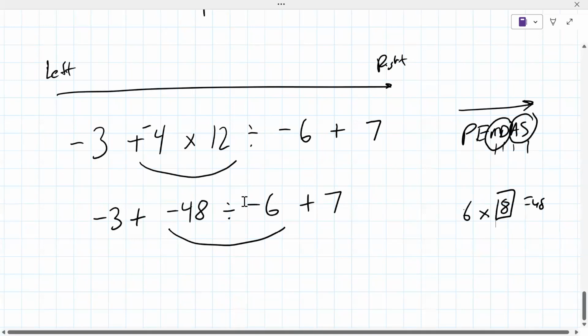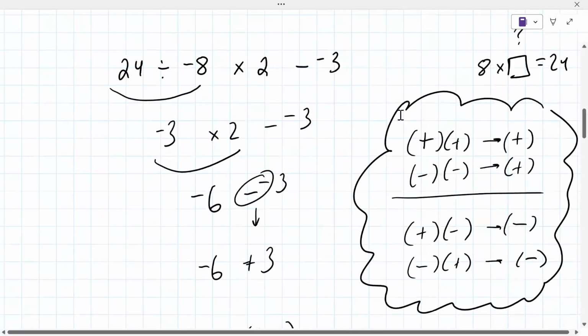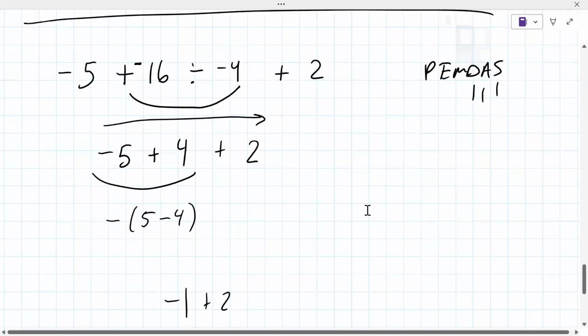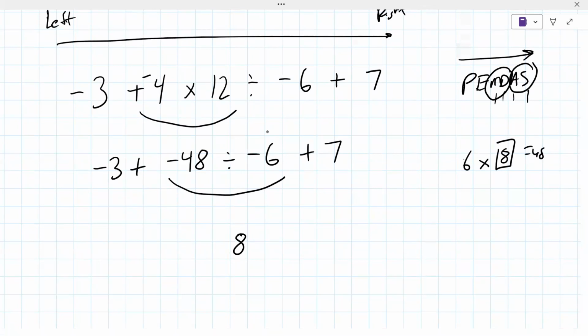Is it +8? Well, at this point, it's clear to me, and for the next lesson, we're going to review these rules again. For multiplication and division, if they're the same sign, it's positive. If they're opposite sign, it's negative. So when I ask you why, what I'm really asking is to tell me, because they're the same sign, it's positive, or they're opposite in sign, it's negative. Down here, these are the same sign, so the answer is +8.